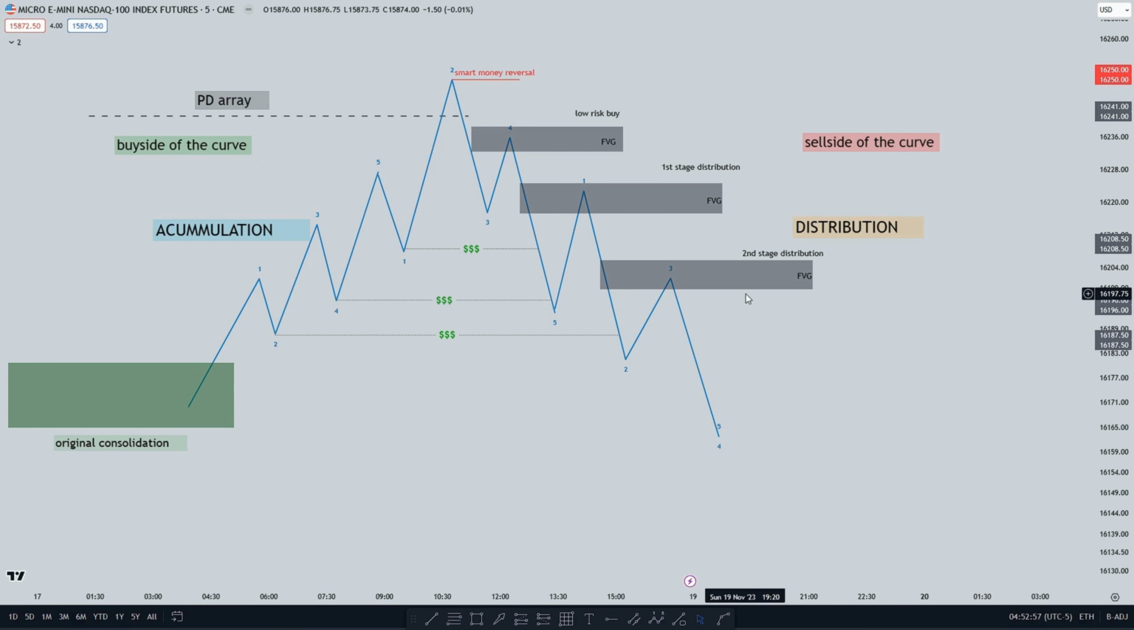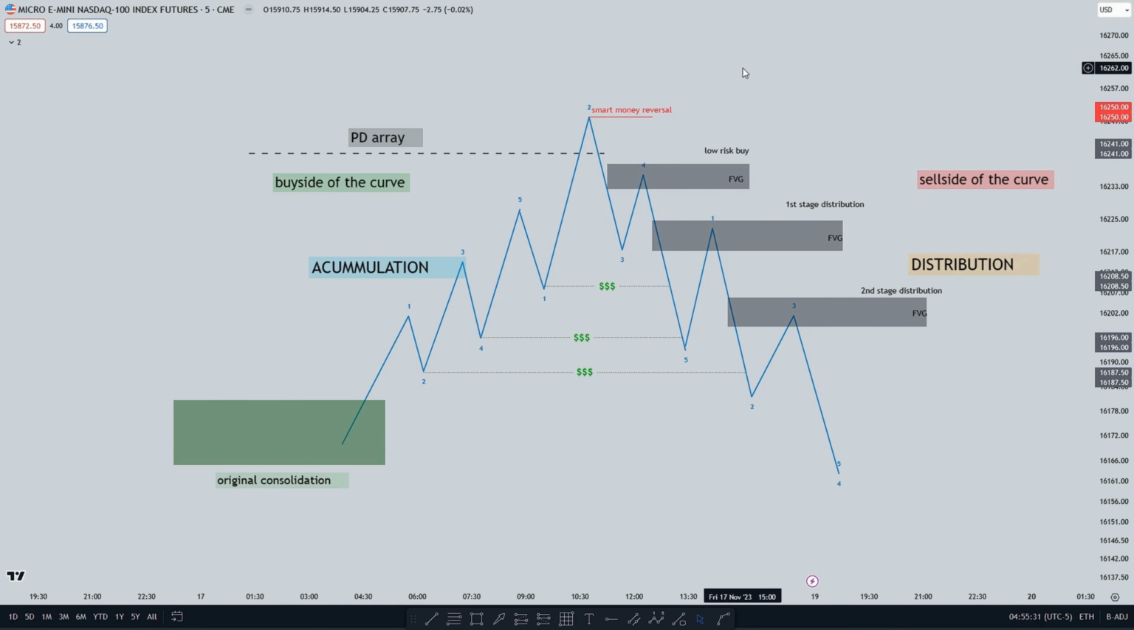The second stage distribution is probably the highest probability trade entry that you could be taking, in my opinion, because we already have made a lot of bearish momentum and we know that the trend is on our side, and we shouldn't make a retracement before we have touched the original consolidation.